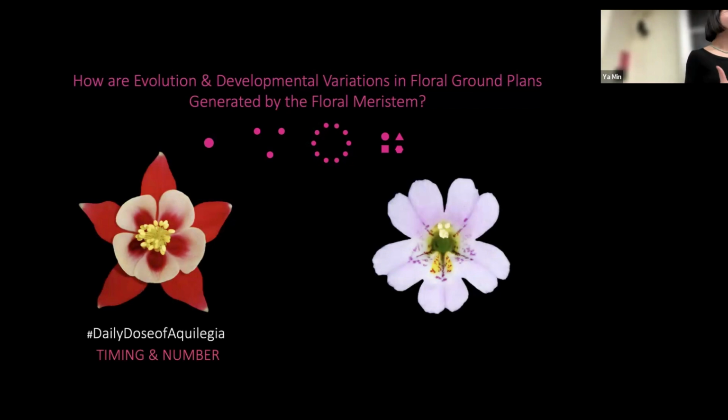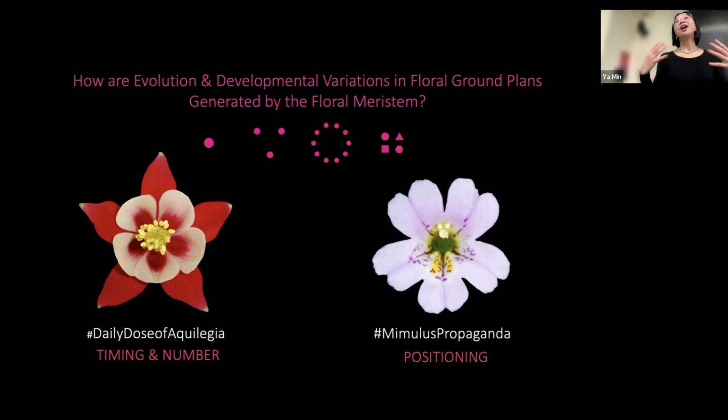where I want to tell you how variations in number and timing can be generated. And then I will give you some propaganda about Mimulus, so that we talk about how positioning information can be generated. Those two hashtags, you can actually search online. You will find information about them and me.